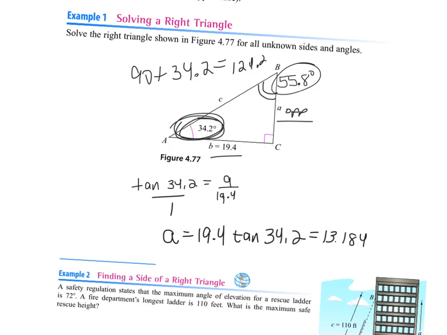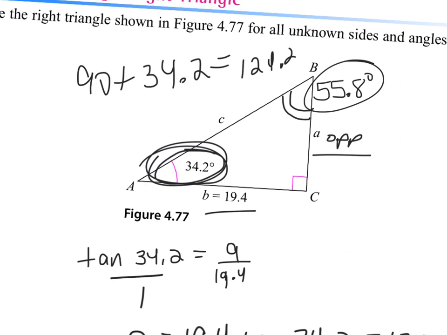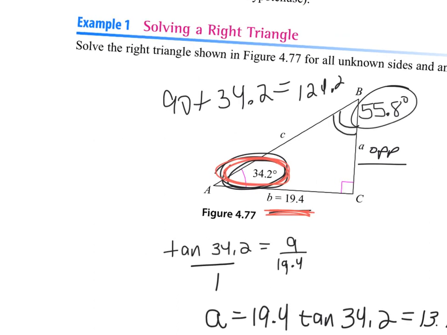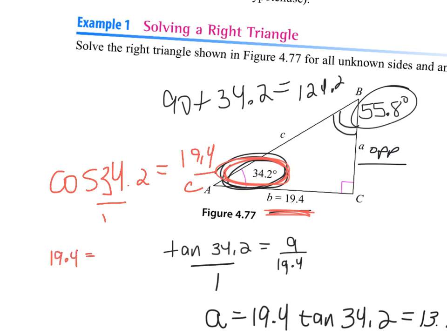Okay? So then if I was going to find the hypotenuse, again, you can use whatever angle you want. I'm going to stick with what they gave me of 34.2. And I want to find C. So given the angle that they gave me and the side that they gave me, what trig function would I use? Cosine, because it's adjacent over what? Hypotenuse. So I would say cosine 34.2 equals adjacent, which is 19.4, over my hypotenuse. Cross multiply, you get 19.4 equals C times cosine of 34.2, right?